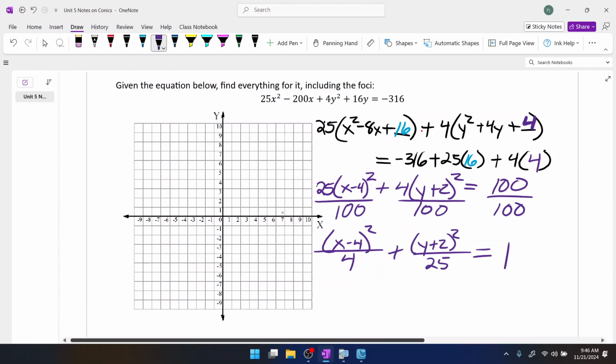So is our major axis going to be horizontal or vertical? Vertical. We're going to be centered at 4, -2. B is going to be 2, A is going to be 5. So we're going to go 5 units above and below. Should put us right here and right here. And 2 units to the left and to the right.